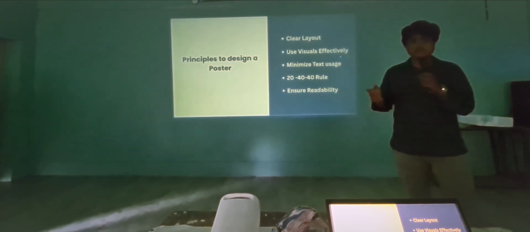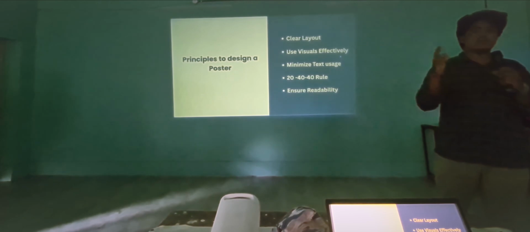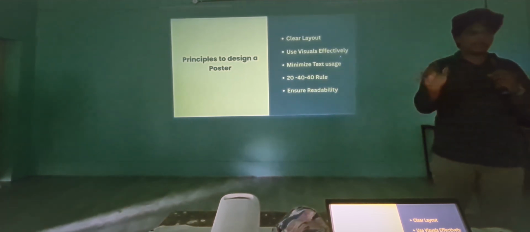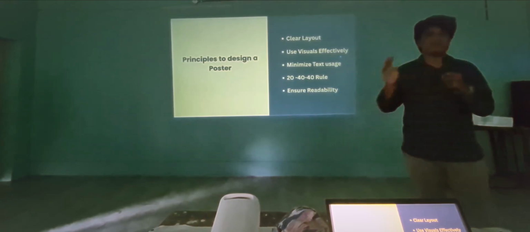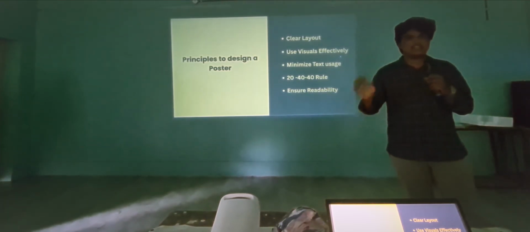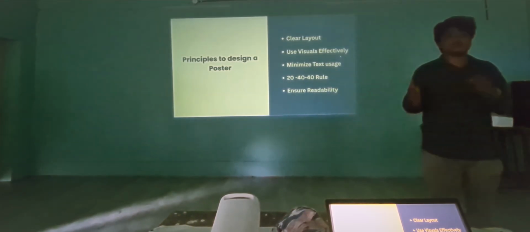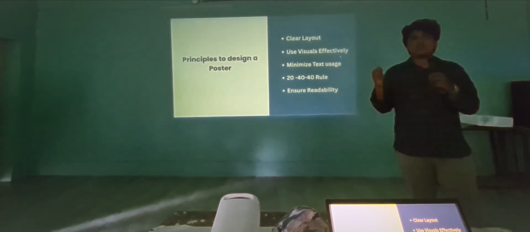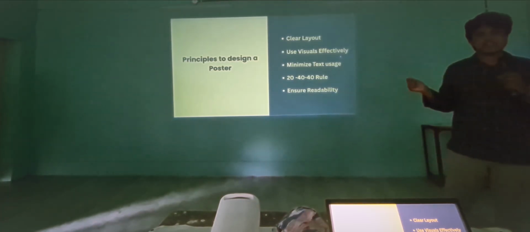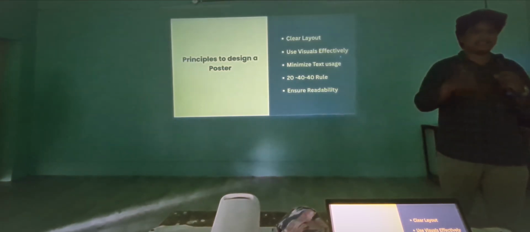And you can do all of this by using the 20-40-40 rule. It says keep 20% of the entire area of the poster empty, use 40% of it for images and graphics, and 40% of it just for the text. This will give you a perfect structure where you can ensure readability, which is the most important thing for an award-winning poster. Okay?